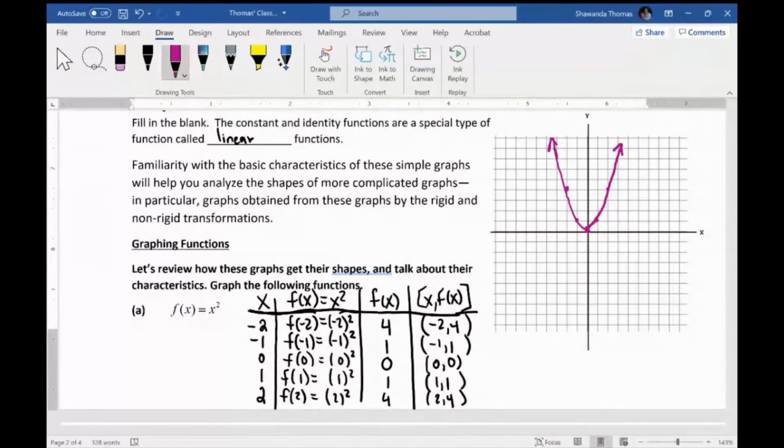If I ask you right now, what's the domain of this graph? Negative infinity to positive infinity. Very good. Someone other than Kenneth. What would you say was the range of this graph? 0 to positive infinity. Very good, Mary.